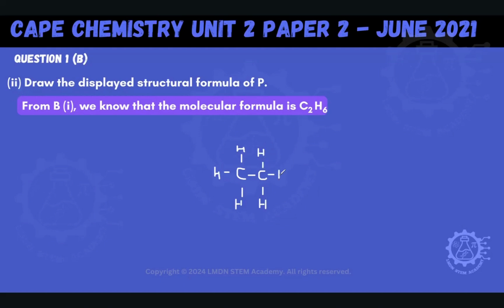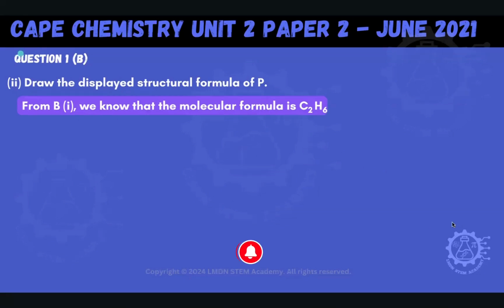All right, so that's what we would submit for our answer here. That is the displayed structural formula of P, which we found the molecular formula of in part 1 of this question. If we were to name it, we know right off the bat that that is an alkane called ethane. All right, so that's all that was expected of us here. So let's move on now.